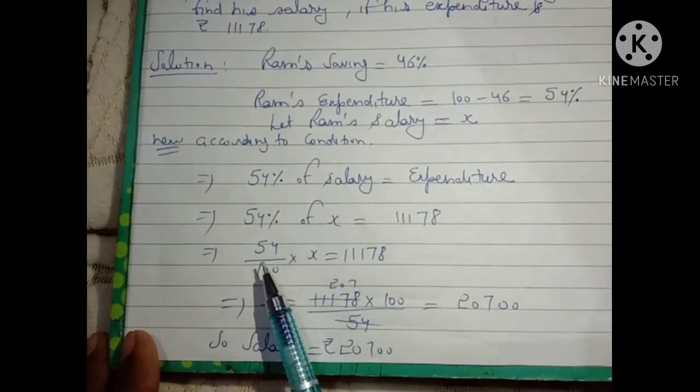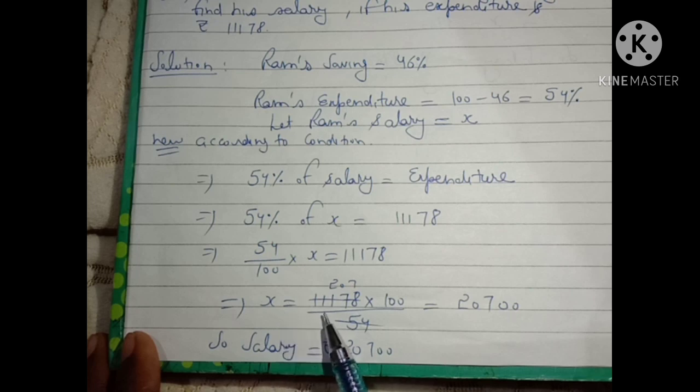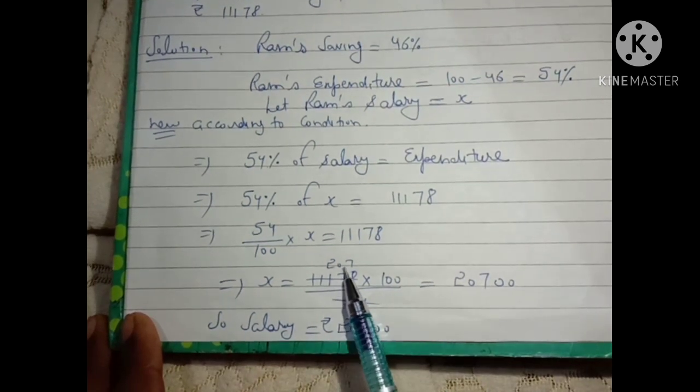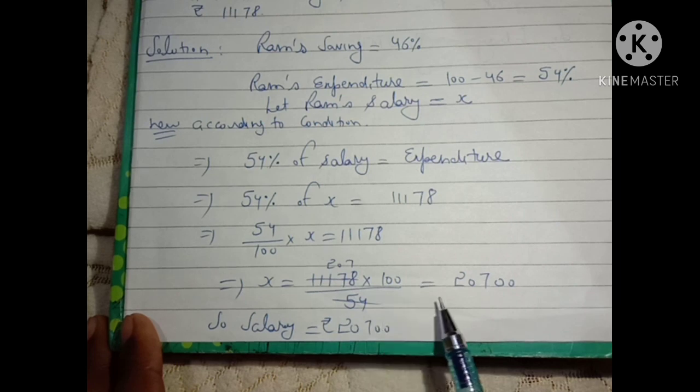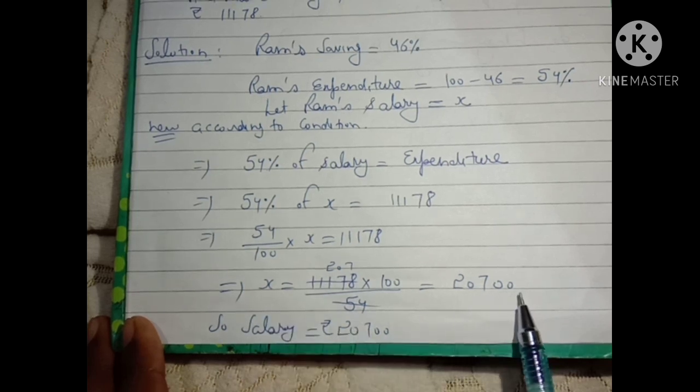Now it is very simple. And now the next steps, 54 over 100 into x is equal to 11,178, and after rearranging the terms it will become 11,178 into 100 over 54, and after cancellation it will become 207, then 207 into 100 will become 20,700. So it means that the value of x is 20,700, means the salary of Ram is 20,700 rupees.